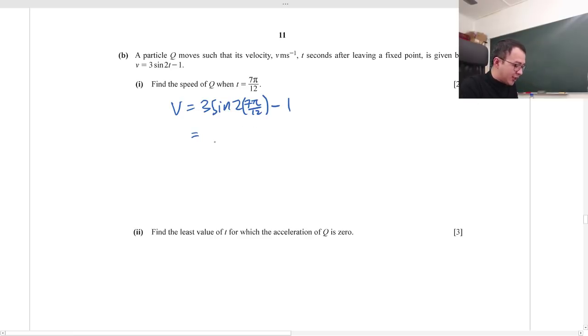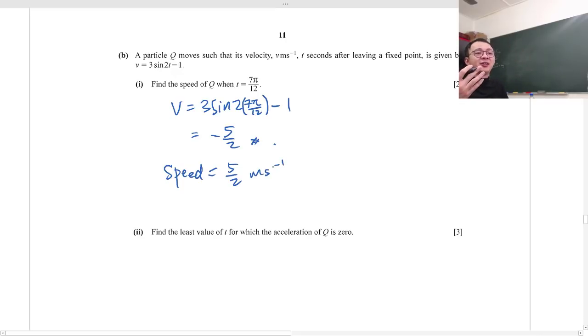Alright, let's do this one, but make sure your calculator is in radians. Then you should be good. So 3 multiply sine 7 pi over 6 minus 1. So it's negative 5 over 2. The question asked about speed, so we cannot have negative. Speed must always be the modulus, so it's 5 over 2 meters per second. Velocity can be negative because it has direction, but speed must always be positive.